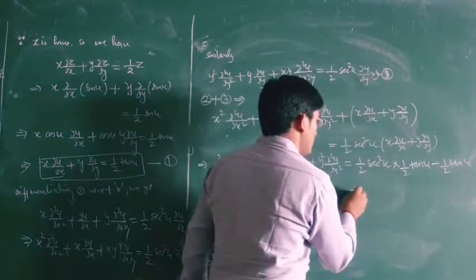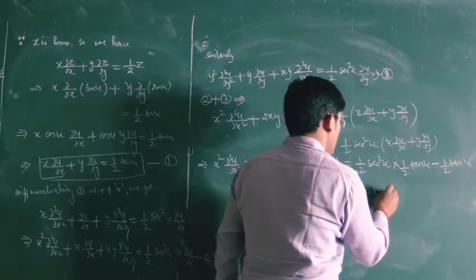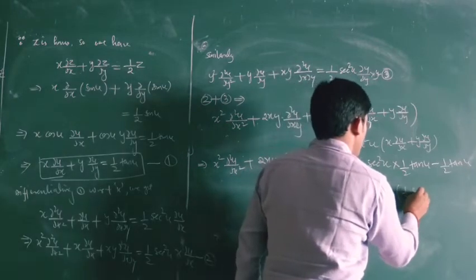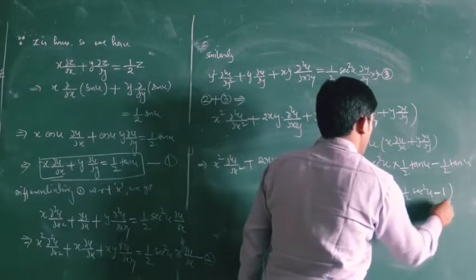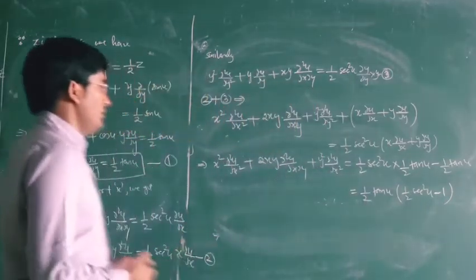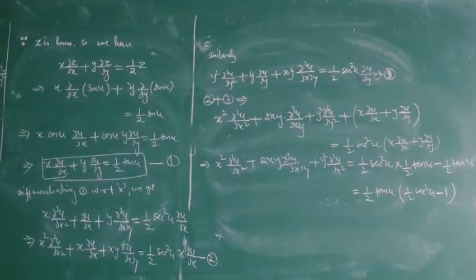So our solution is half tan u, then in the bracket we have half sec square u minus 1. So this is our solution.